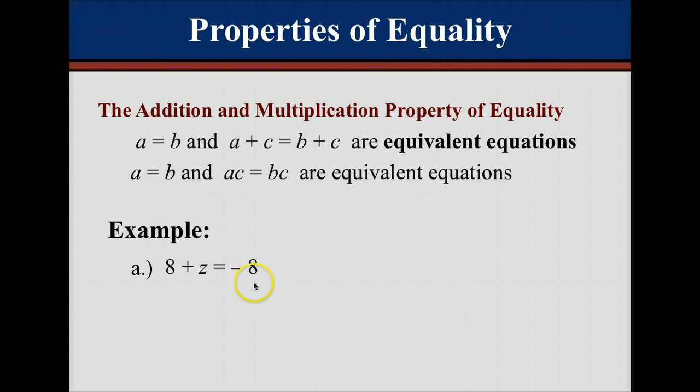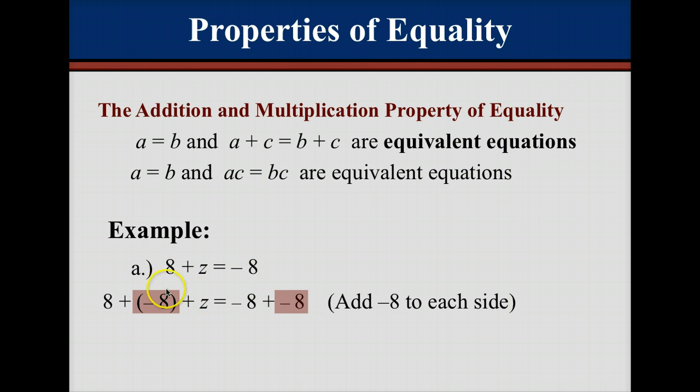For example, we're given the equation 8 plus z is equal to negative 8. So we're needing to solve for the variable z. The problem is it has an 8 added to it. So what we need to do is add a negative 8, or since this is a positive 8, we're going to subtract 8 from both sides. The addition property of equality says that if we're adding the same thing to both sides, it's going to keep the equation equal. So 8 minus 8 zeroes out, and a negative 8 plus a negative 8 is a negative 16. So when we simplify, z is equal to negative 16.